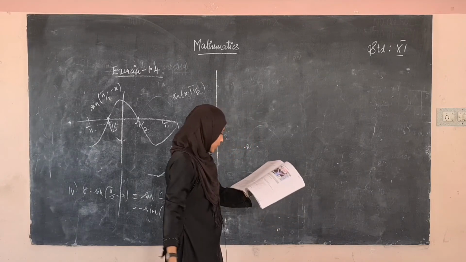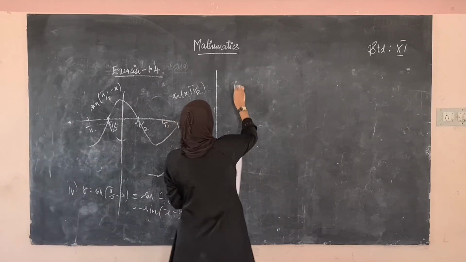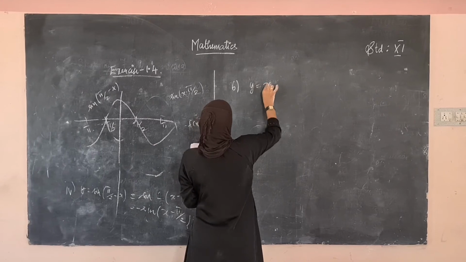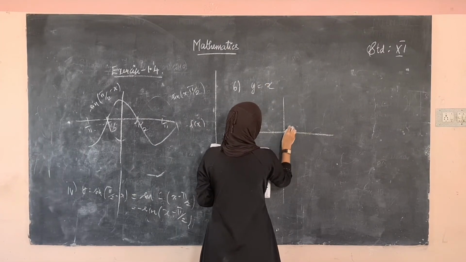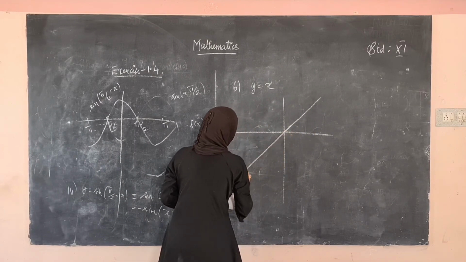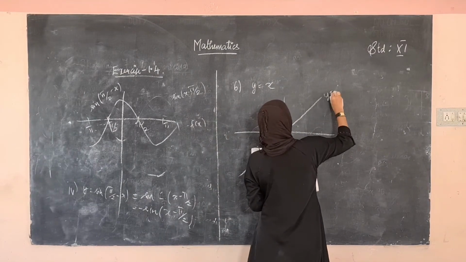From the curve y is equal to x, you have to draw. See here, y is equal to x means for 1 you will get 1, for 2 you will get 2. The graph will be like this. This is y is equal to x.